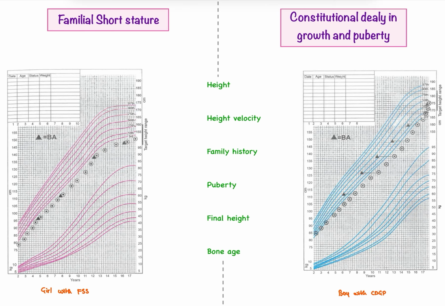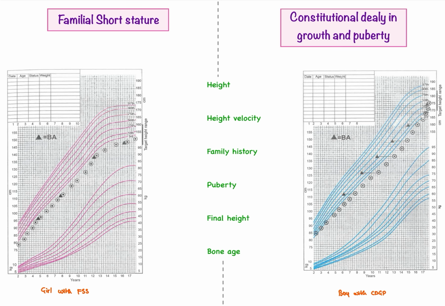Let us see familial short stature and constitutional delay in growth and puberty. The familial short stature, that is, there is a family history of short stature. The parents are short, so the child will be short. In constitutional delay in growth and puberty, there is delay in growth and puberty. That is, the child is growing late.